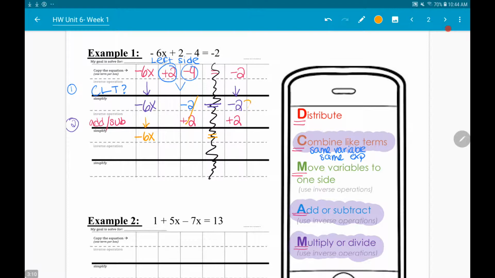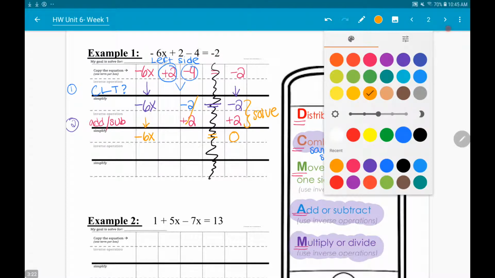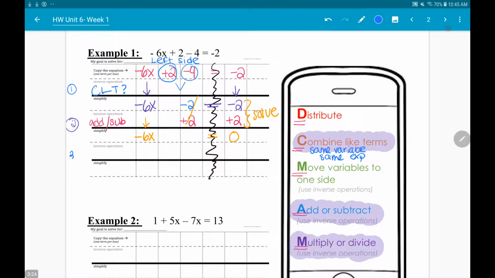And then on the right side, we are going to solve this. So -2 plus 2 is 0, and that's okay. 0 is a number. We're allowed to get 0. All right, so step 3, I go back to my phone and I see that it says multiply or divide. So now I'm going to do that here.